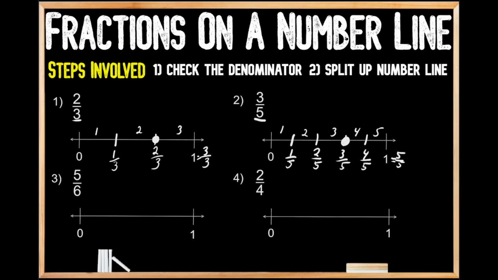right on 3/5. In question 3 we have a denominator of 6, so we know that we need to break up this number line into 6 equal parts. We have 1 part, 2 parts, 3 parts, 4 parts, 5, and 6 parts.